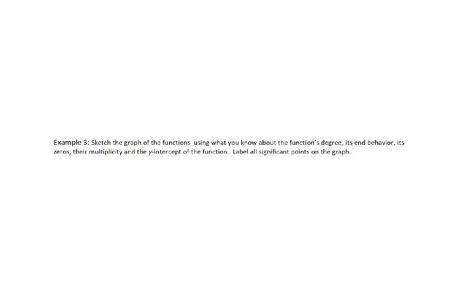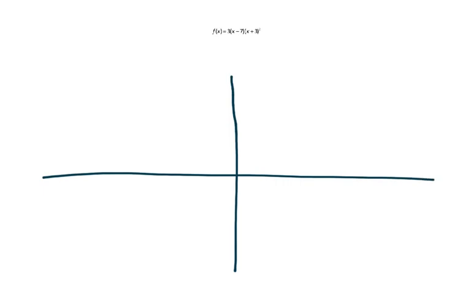So this is where we really get into what's important here. We want to sketch the graph of the function using what we know about the function's degree, its end behavior, its zeros, multiplicity, and y-intercept. Okay, so how do we go about graphing something like this, right? That's the real question. So we know, let's just draw an xy plane. We know this one crosses at 7 and -3. We know it crosses at 7 because if we say x minus 7 equals 0, 7 minus 7 is 0, and -3 because -3 plus 3 is 0. So those are our zeros. We definitely have those.